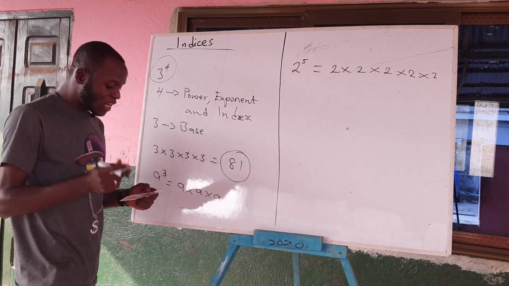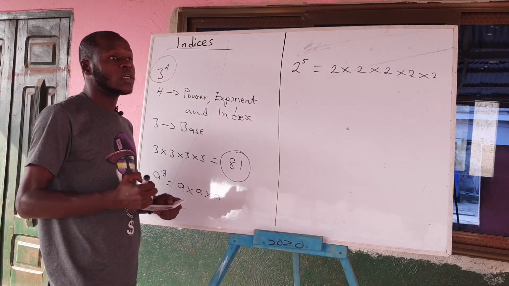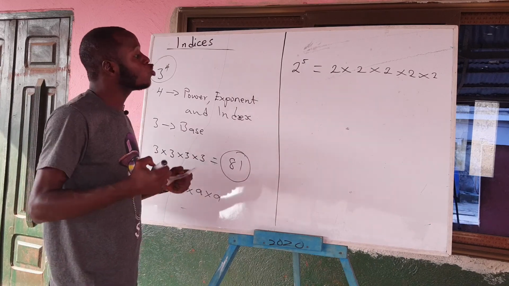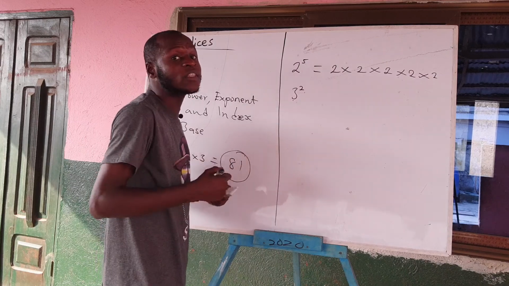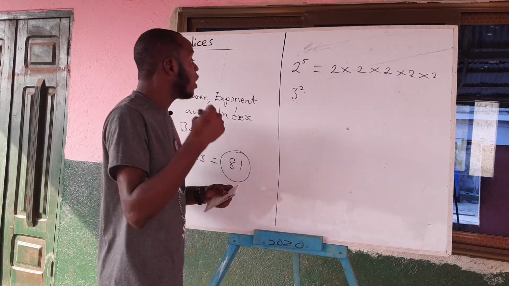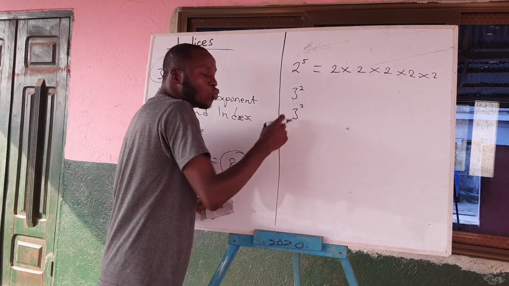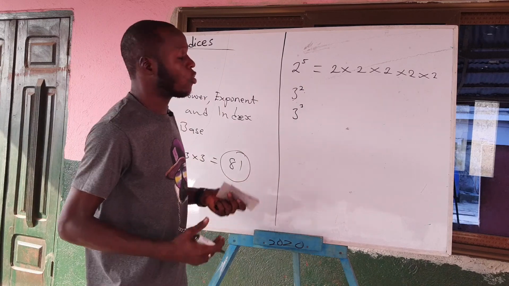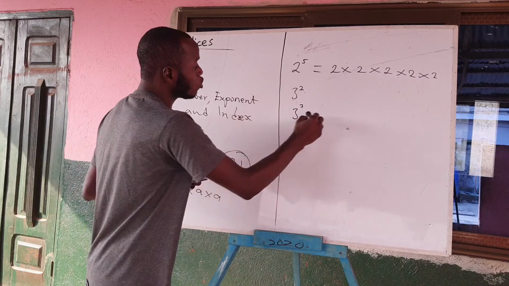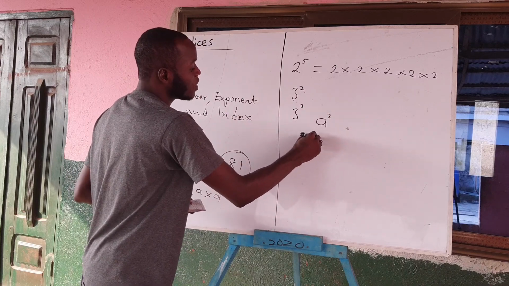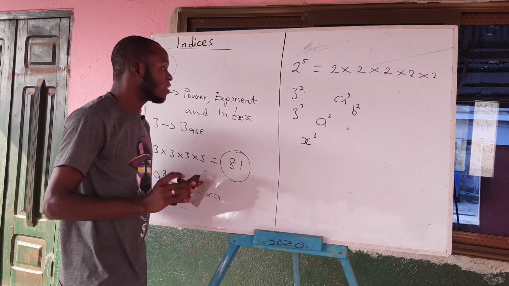The other thing we have to note is that a number to the power 2 is usually called square. So if you have 3 to the power 2, it means 3 square. Instead of saying 3 to the power 2, you can also say 3 square. Also, if a number is raised to the power 3, it is read as cube. So instead of saying 3 to the power 3, or 3 exponent 3, or 3 index 3, you can read it as 3 cube. If it is x to the power 3, it is x cube, and for power 2 it will be a squared, b squared. That is how they are read.